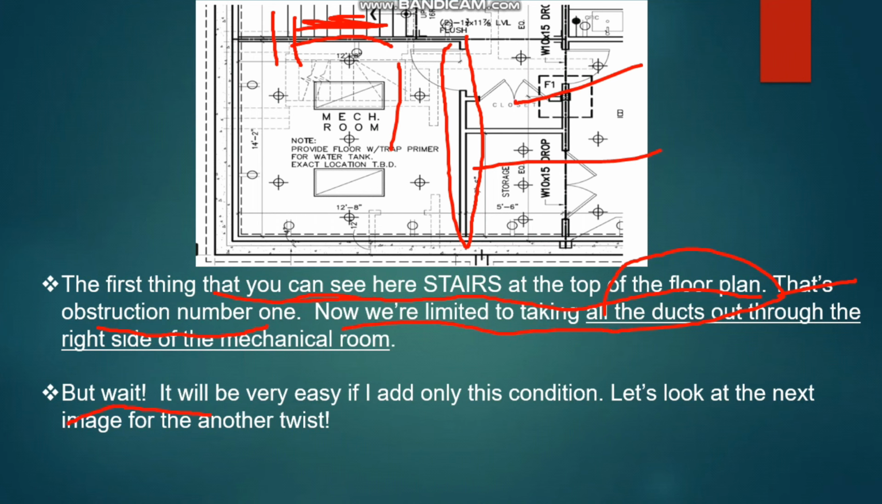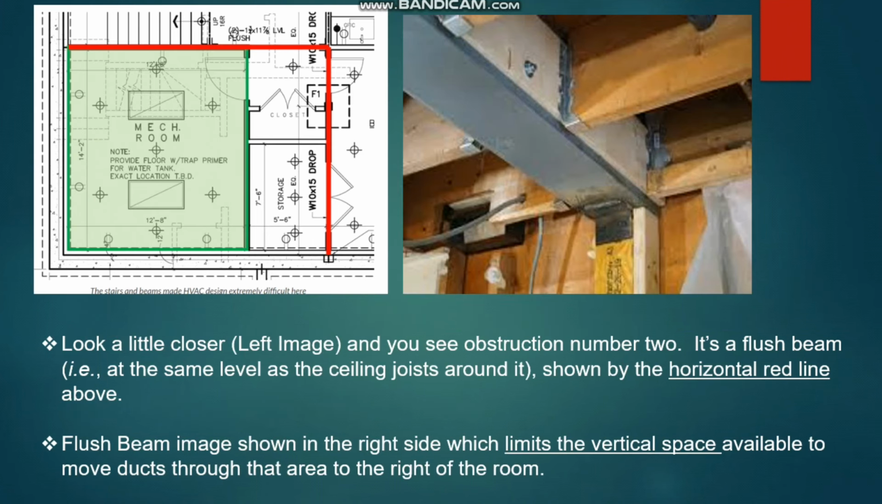But wait, it would be very easy if I add only this condition. So let's look at the next image for another twist. So here is another twist. Look a little closer, I mean the left image, what you see here, mainly this red color. And you see obstruction number 2. It's a flush beam at the same level, that means at the same level as the ceiling joist around it. Like you see here, we have the flush beam, shown by the horizontal red line above.